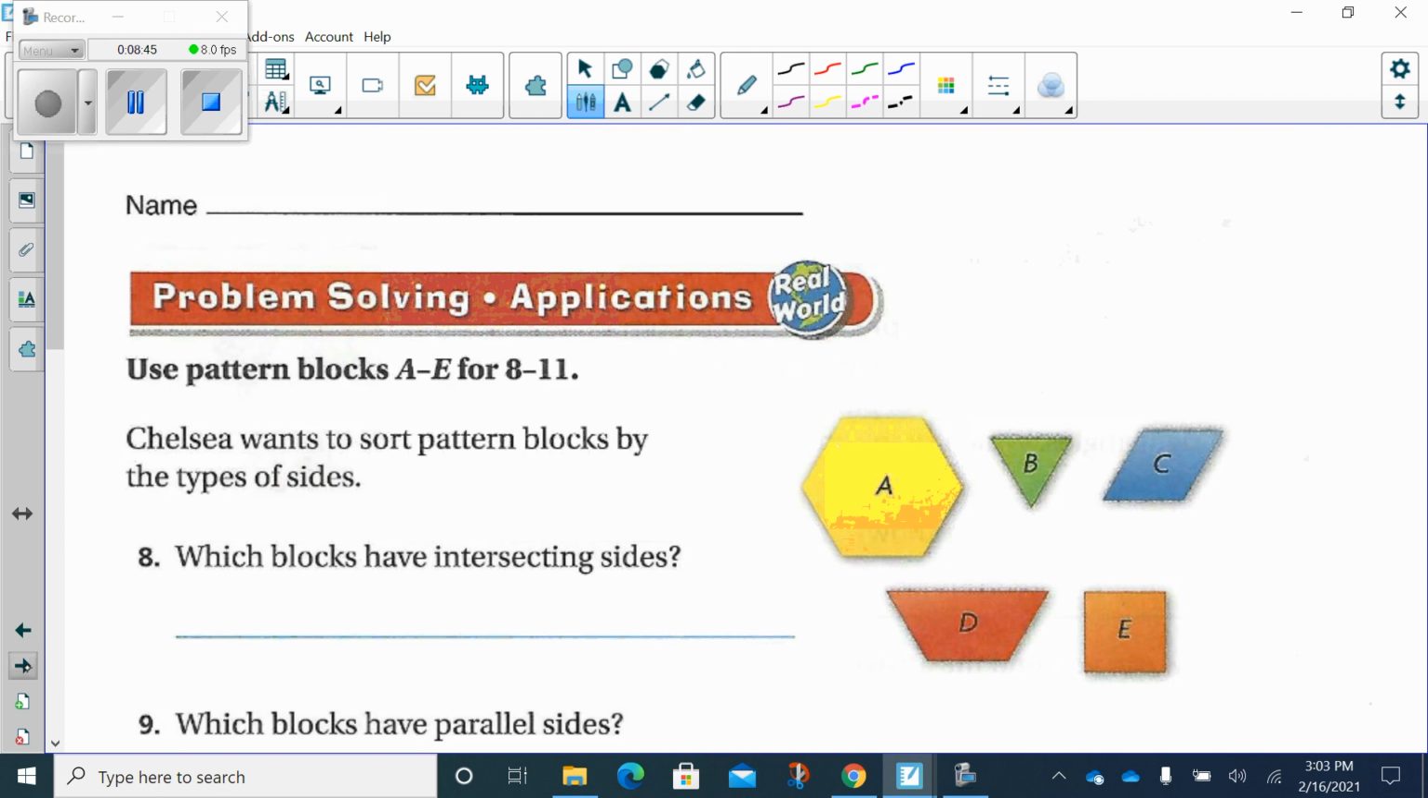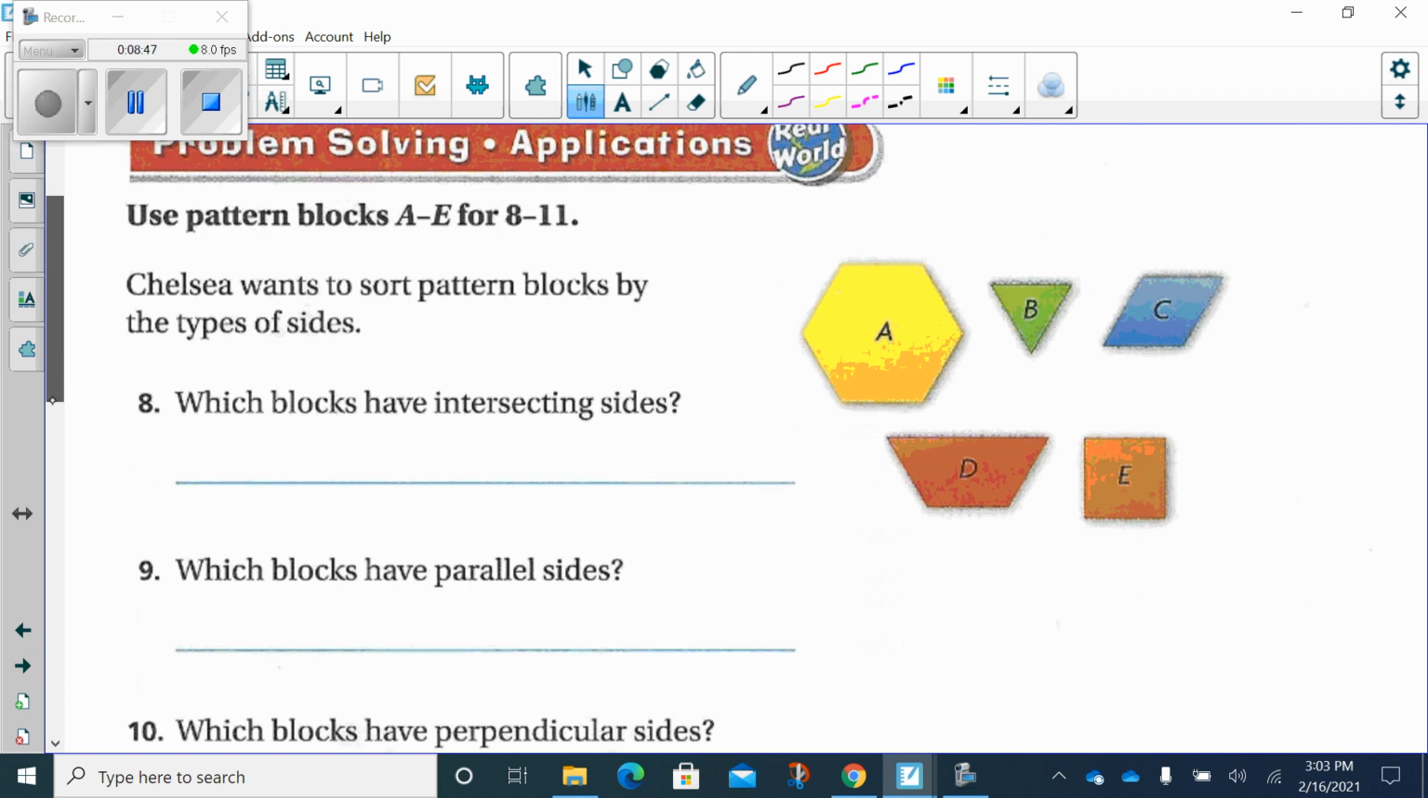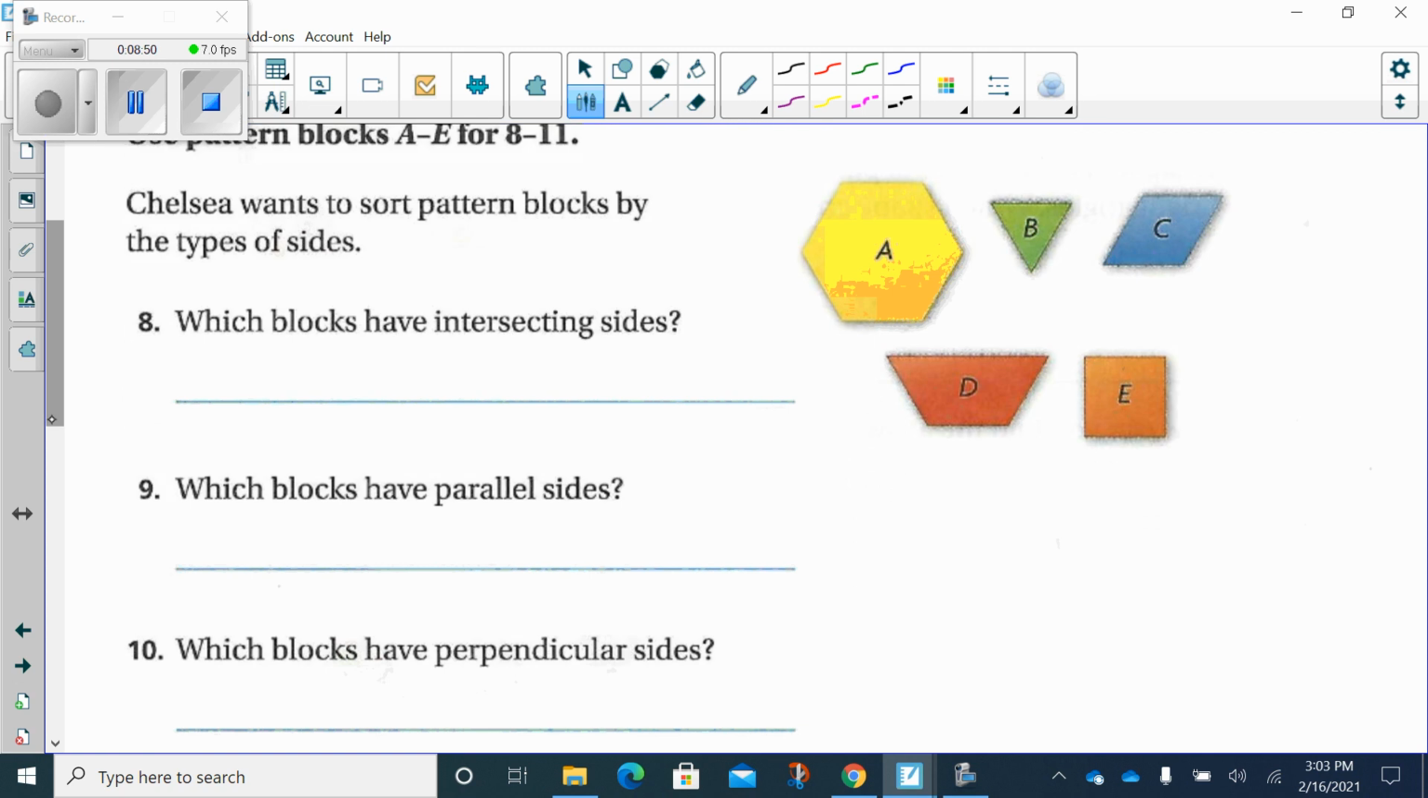Chelsea wants to sort pattern blocks by the types of sides. Which blocks have intersecting sides? Well, let's look at that. Well, there's an intersecting side. That's intersecting. They all have intersecting sides. So all of them.